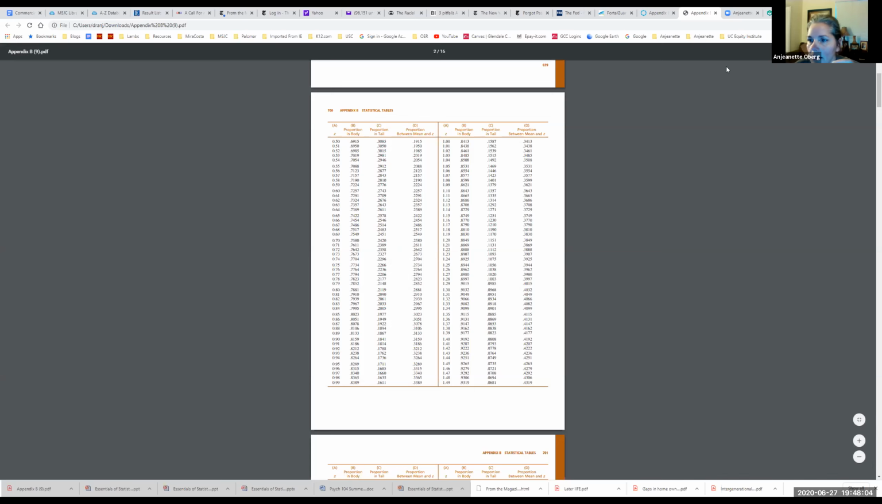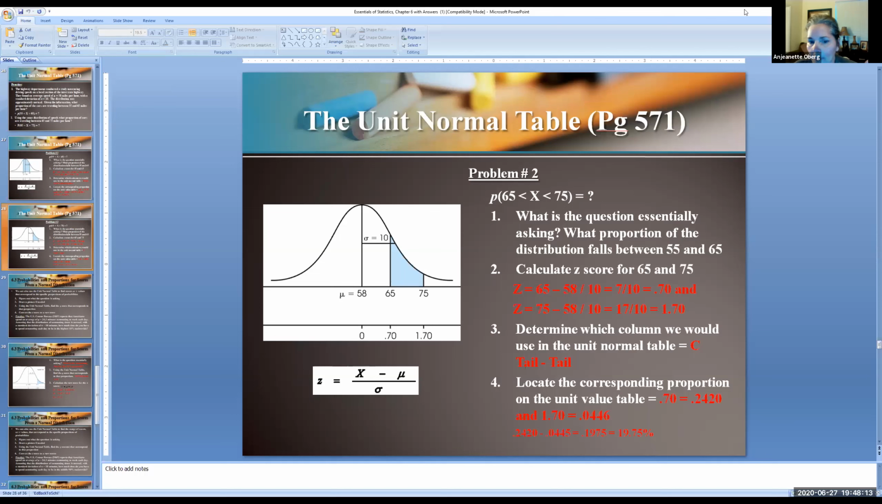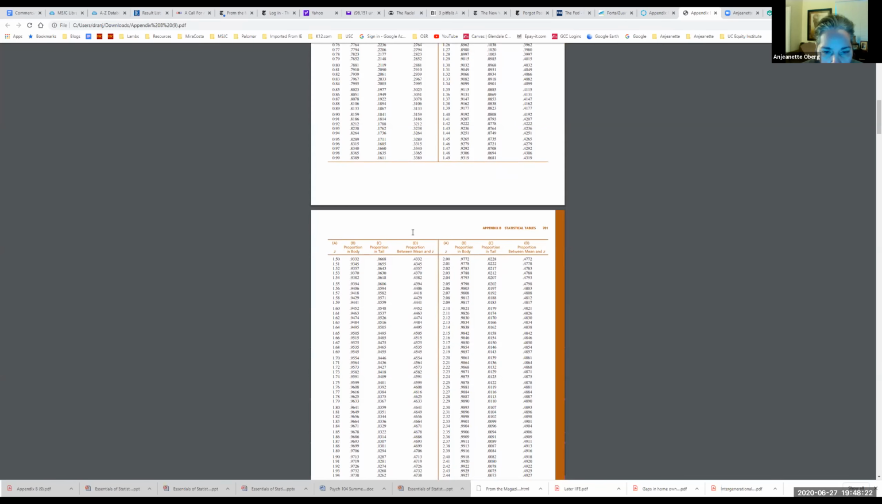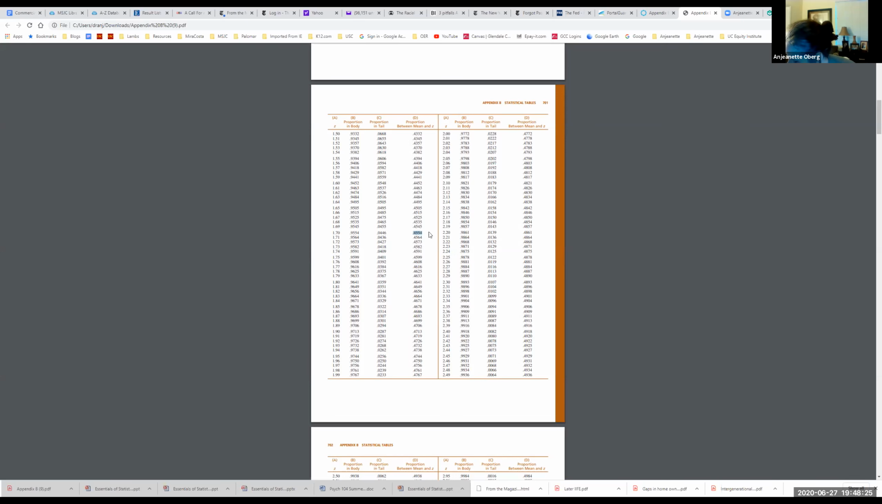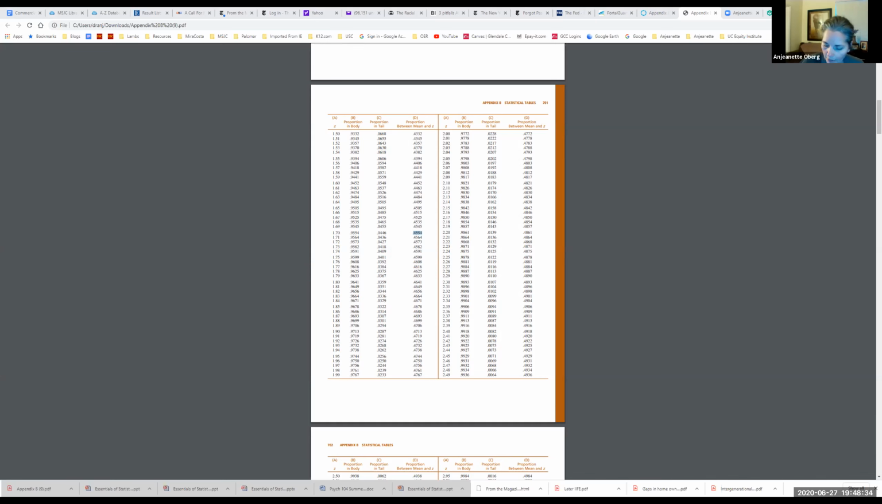And what was the other one that we needed to look up? I should have written it down, I'm sorry. 1.70. Okay, so now I'm going to look up this 1.70. So it's going to be 0.4554 minus 0.2580 equals 0.1974, which is 19.74%.